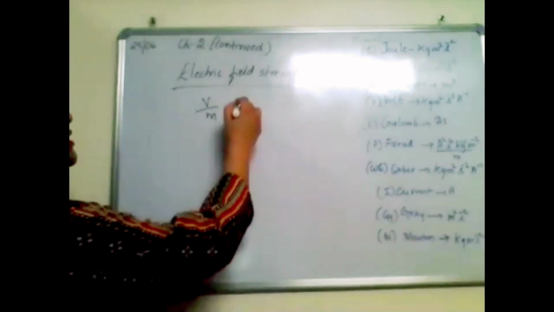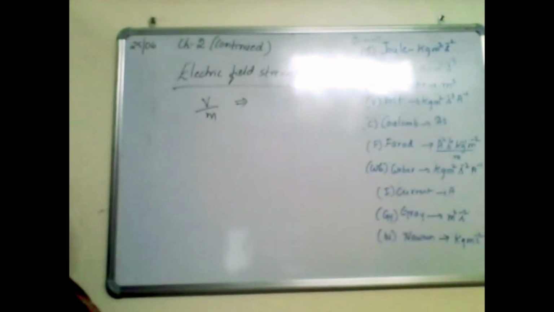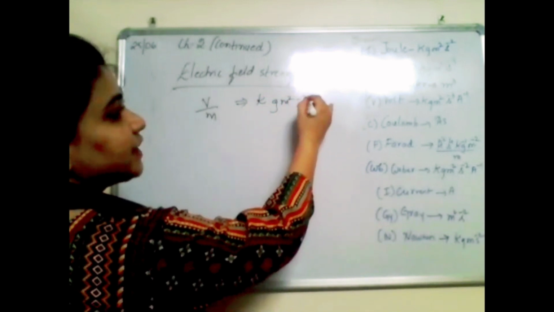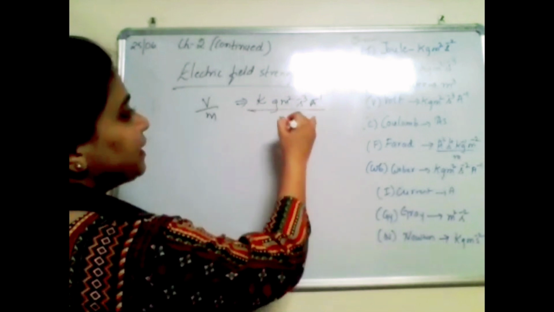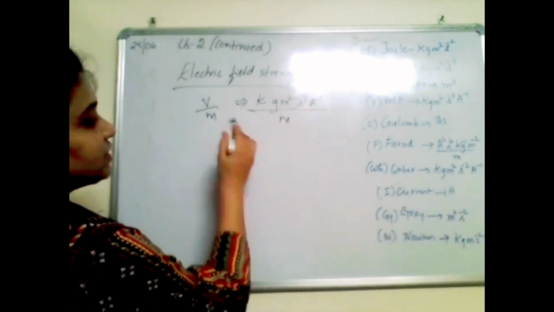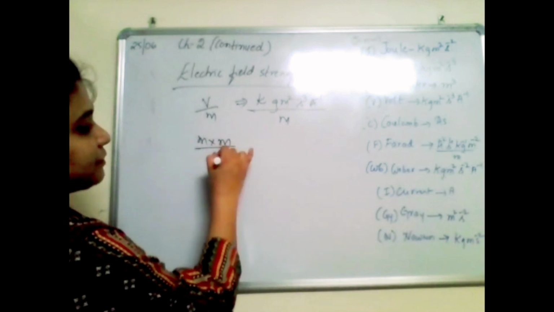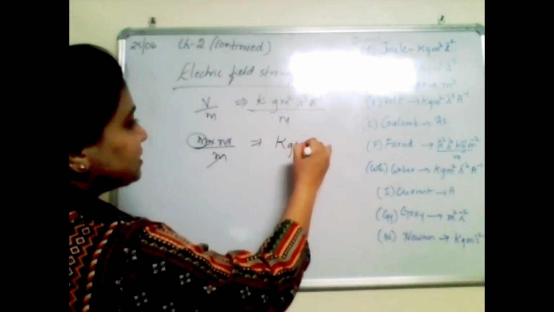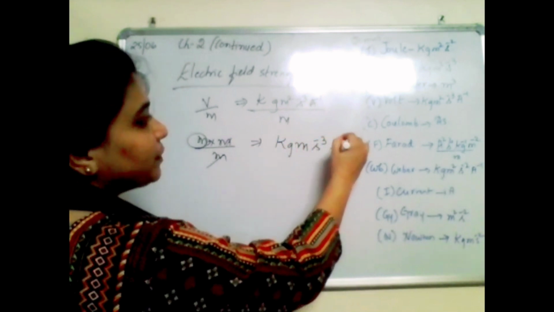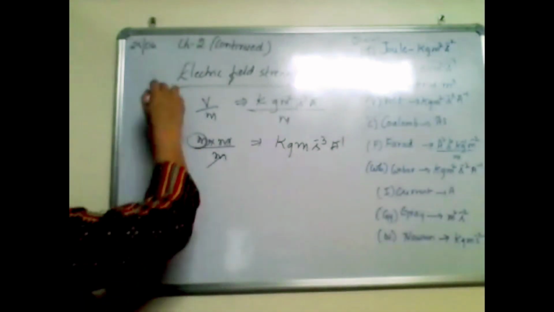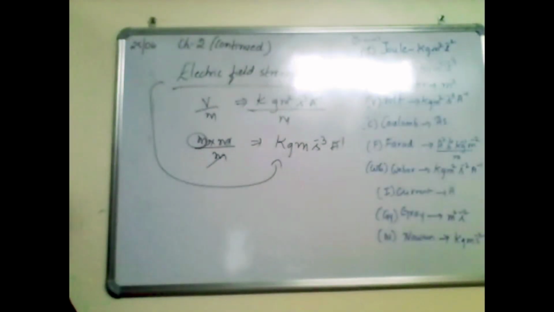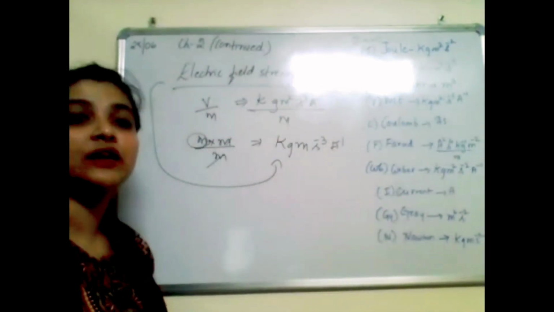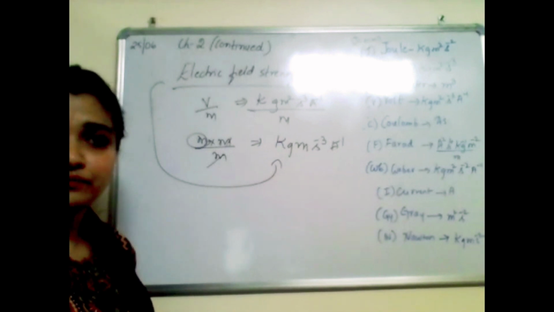So volt is nothing but what, children? What is volt? Kg meter square per second cube per ampere, divided by meter. So meter square means meter into meter divided by meter. Meter gets cancelled, so one meter remains. So it becomes kg meter per second cube per ampere. So that is called electric field strength. It is how intense the electric field is at that particular point. Clear?